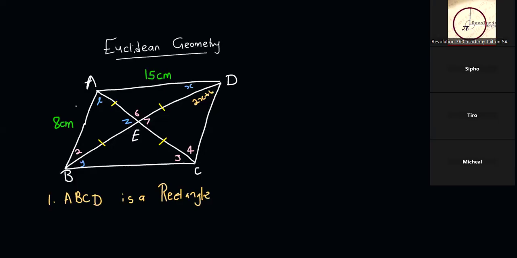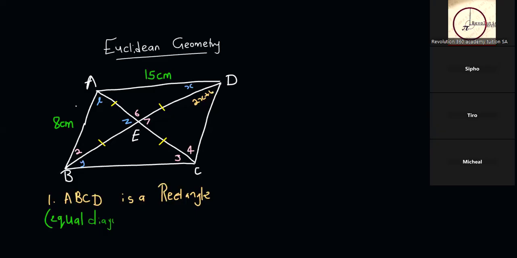Equal diagonals, AC and BD, which bisect each other at E. Remember, in Euclidean geometry, each and every statement should be accompanied by the reason. I'm just going to write the reason here. Why are we saying ABCD is a rectangle, guys? It's because it has equal diagonals. Are you all able to see?